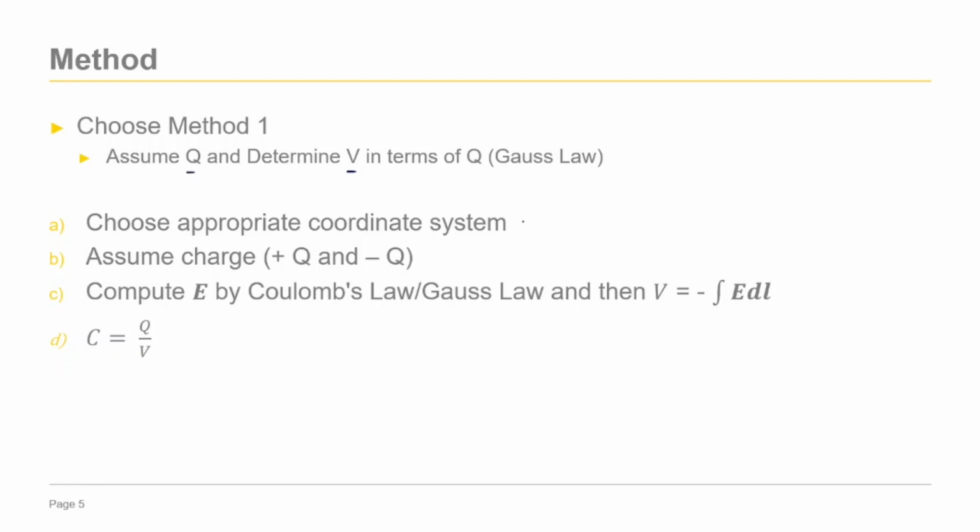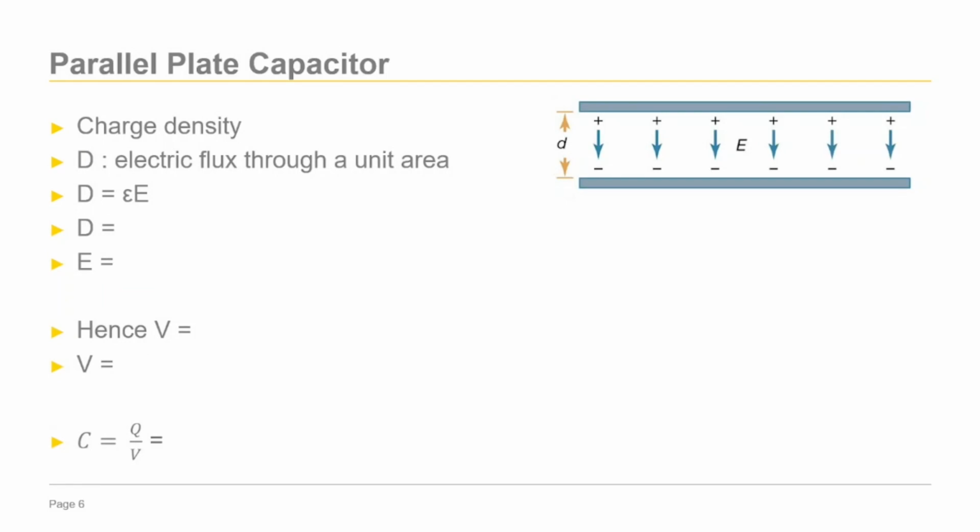And to accomplish this task, we first need to choose an appropriate coordinate system depending on the kind of device and its placement in three-dimensional space. And then we assume the charge plus or minus Q, compute electric field by using Coulomb's law and Gauss law, and then we find the potential, and then ultimately we go ahead as per definition and try to compute the value for capacitance. Let us assume the parallel plate capacitance that we've been starting our discussion with.